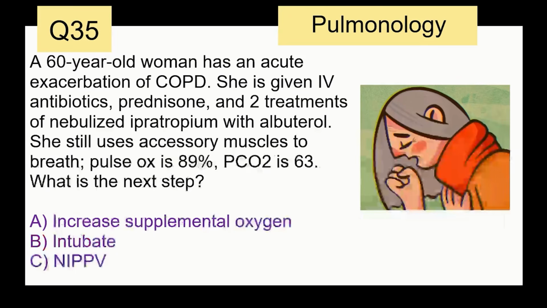All right, a 60-year-old woman has an acute exacerbation of COPD. She is given IV antibiotics, prednisone, and 2 treatments of nebulized ipratropium with albuterol. She still uses accessory muscles to breathe. Pulse ox is 89%, which, as we just said, is okay. Pulse ox in COPD patients, we want to keep at about 89-90%. And PCO2 is 63, which is high. What's the next step? This is a classic presentation of a COPD exacerbation, and we want to go with a CPAP or a BiPAP.